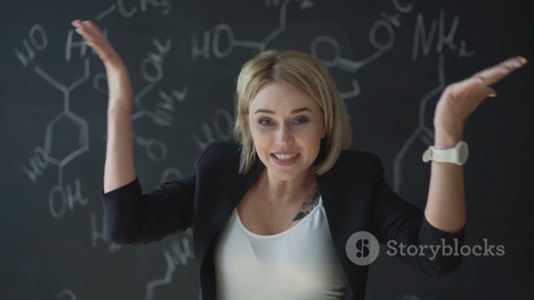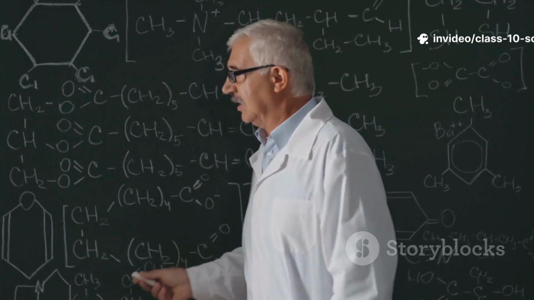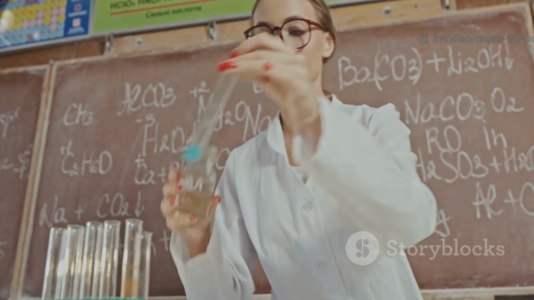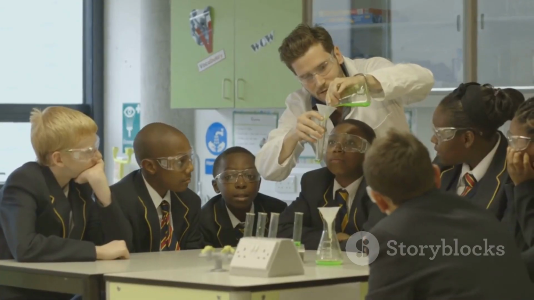Example, 2Cu + O2 → 2CuO. Copper gains oxygen, oxidized. Reverse it, CuO + H2 → Cu + H2O. Copper oxide loses oxygen, reduced. Hydrogen gains oxygen, oxidized. Think OIL RIG, oxidation is loss, reduction is gain, of electrons.